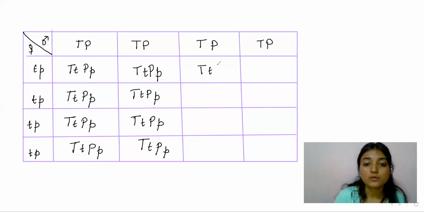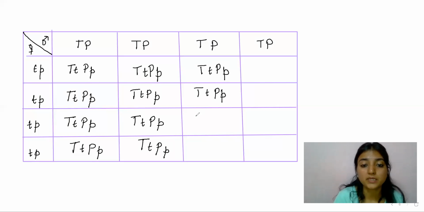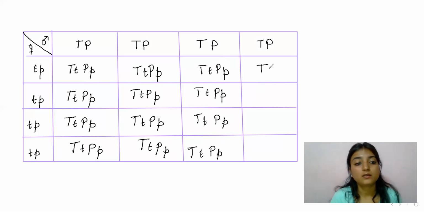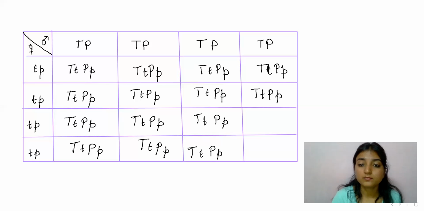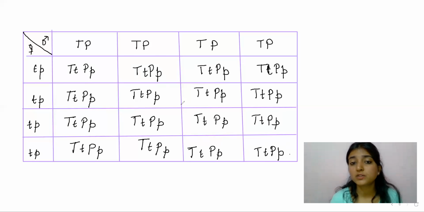Now just fill this column as capital T, small t, capital P, and small p. You can check anywhere, it will be the same: capital T with small t, capital P with small p. Now we got all the possible genotypes of the offspring.